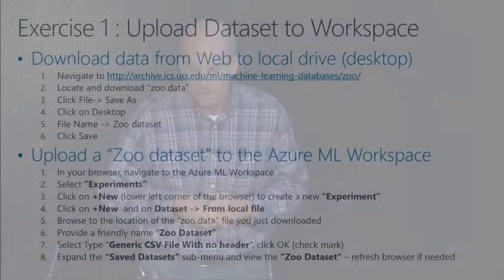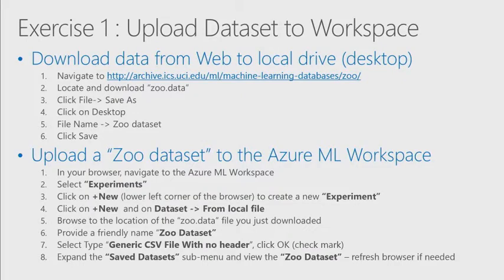So the first thing that we'll do is upload a data set to the workspace. A lot of the data that we'll be working with comes from a variety of machine learning classes. This one happens to be from the Irvine campus, and it's their zoo data set. But, I should, do you know what we didn't do?